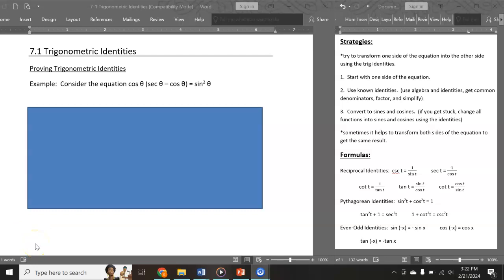Hi everyone, and welcome to part 2 of Pre-Calculus Lesson 7.1, Trig Identities. The next part of our lesson is about proving trig identities. So again, we're going to start with some strategies.